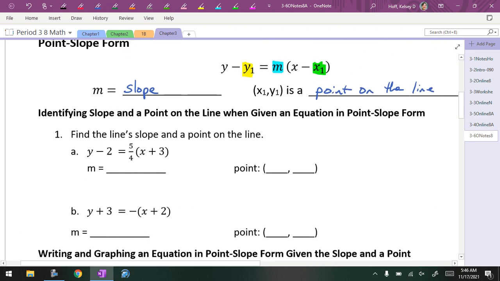Okay, so first off, here's an example of what an equation looks like when it's written in point slope form. And it says, find the slope and the point on the line. So they want us to take the information back out of this equation. Now remember, up here, the y and the minus stay. That 2 is the y coordinate from the point. 5/4 is the slope.